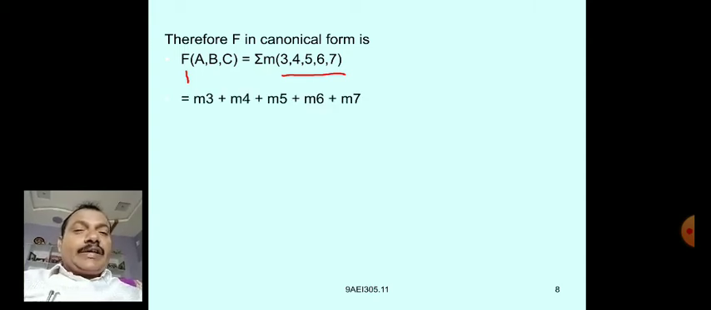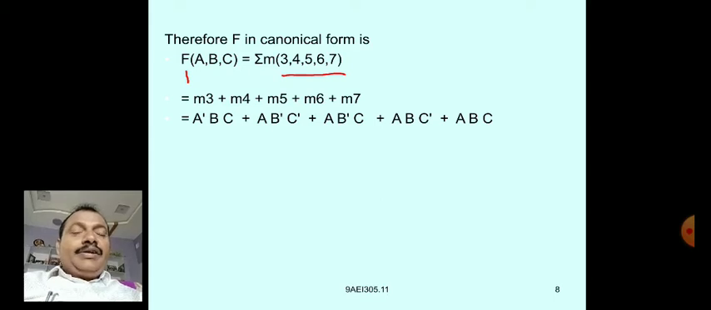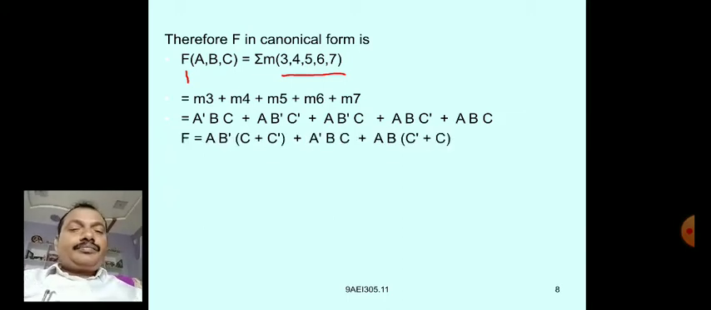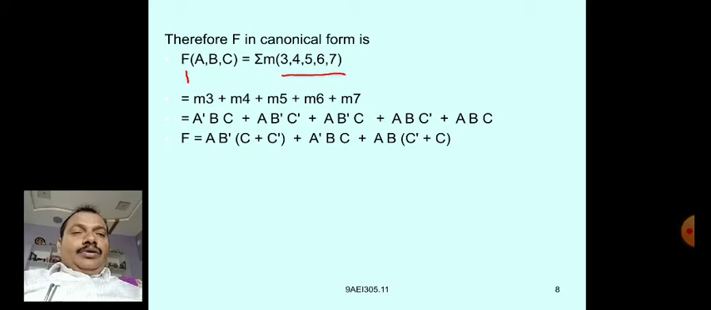So this is the way of writing the Boolean expression in canonical form like this. Their minterms A bar B C, already we have written that, plus A B bar C bar plus A B bar C plus A B C bar plus A B C. So after you get the canonical form expression, that can be simplified by applying Boolean laws.